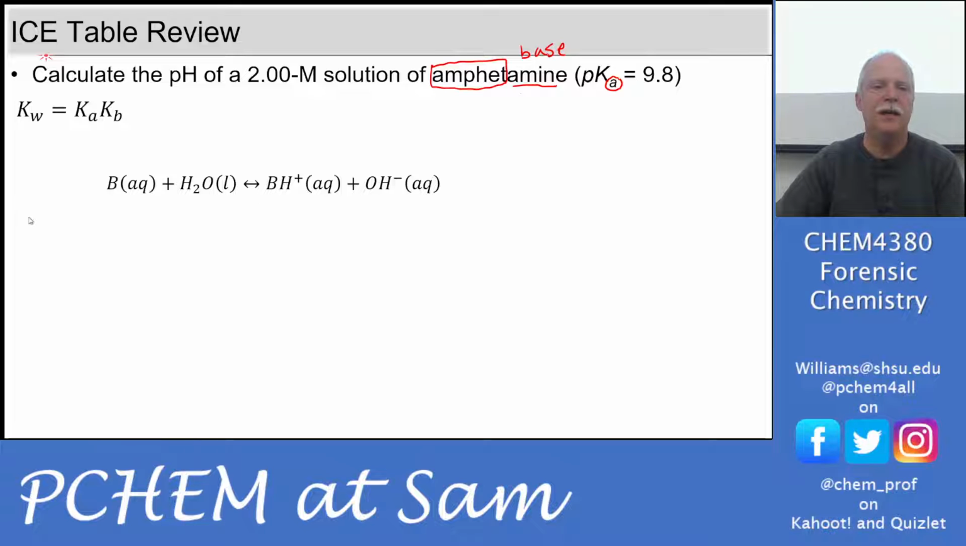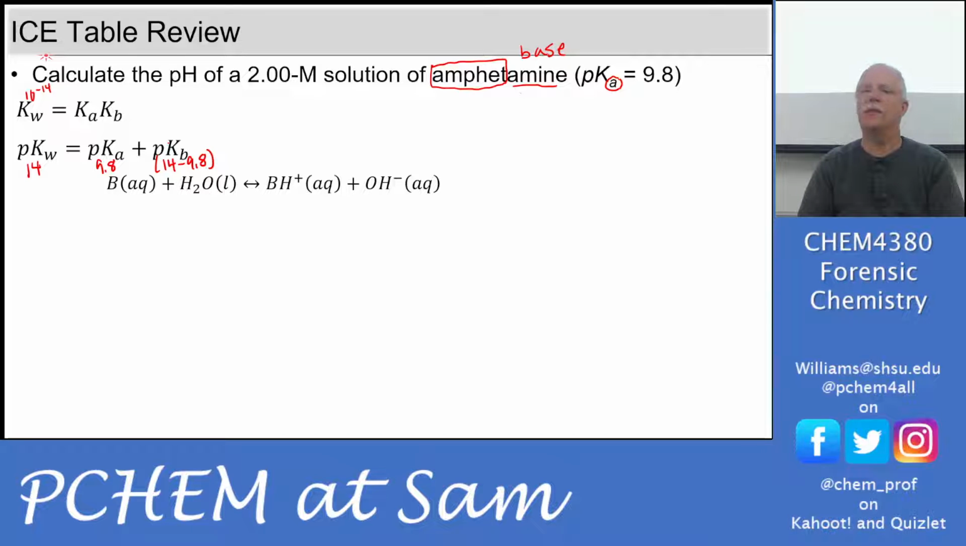So we're going to think about this. If we're given the pKa or the Ka, then we can compare that to Kw in order to get the Kb. So the pKw is 14, because this is 10 to the minus 14. And so if we know that the pKa is 9.8, then the pKb is going to be 14 minus 9.8. So we can find the pKb.